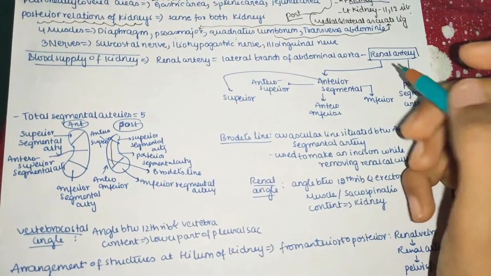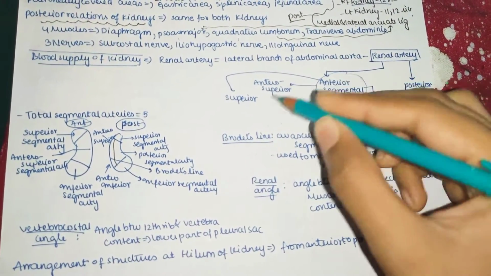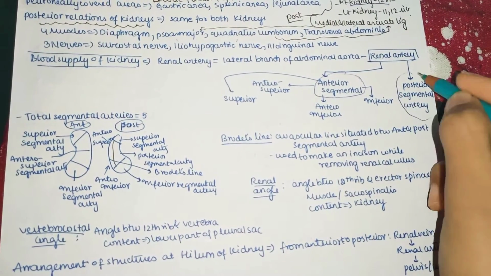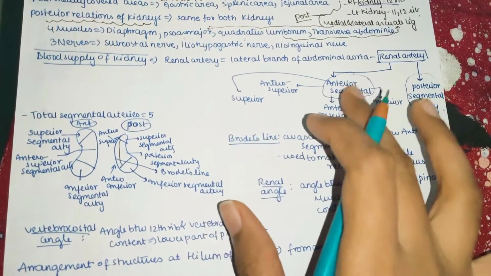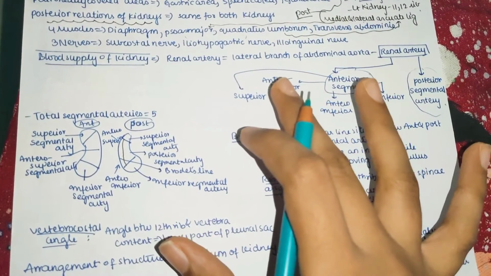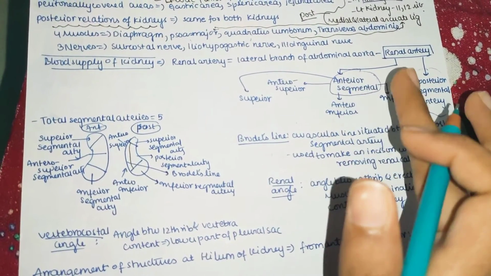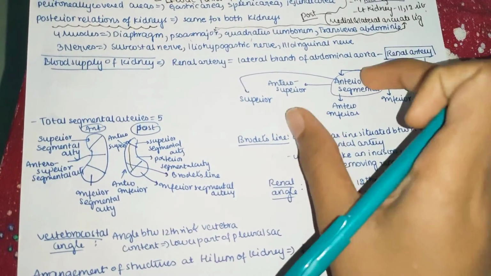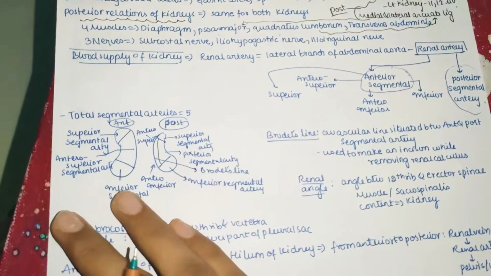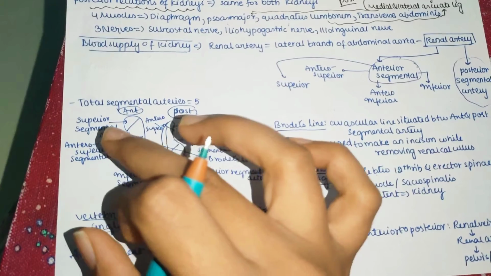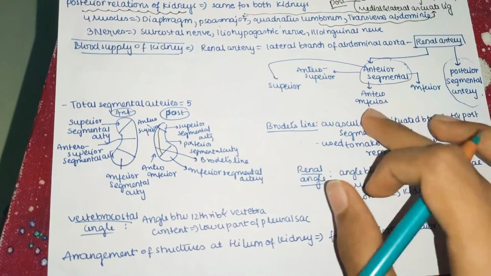So this renal artery is divided into anterior segmental artery and the posterior segmental artery. So the anterior segmental artery is in turn divided into superior, anterior superior, anterior inferior, inferior. So what is this? You can't understand this. We'll see the diagram. So you can see the total segmental arteries are 5. 1, 2, 3, 4, 5.